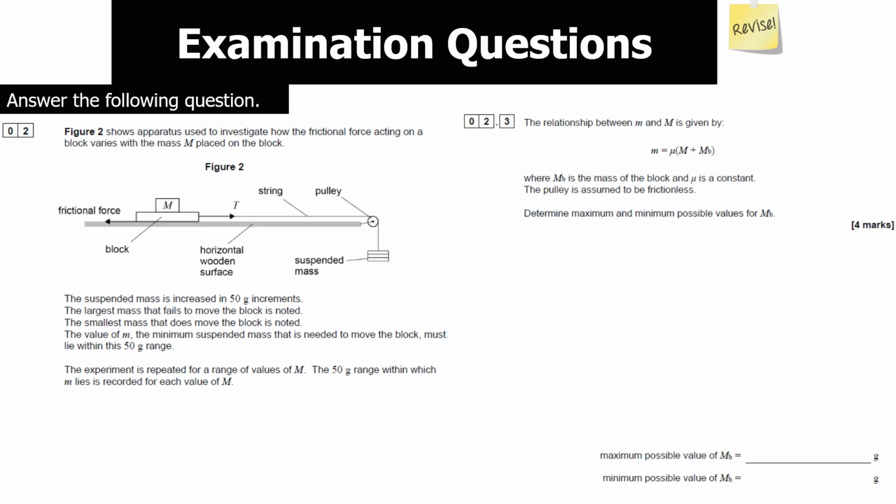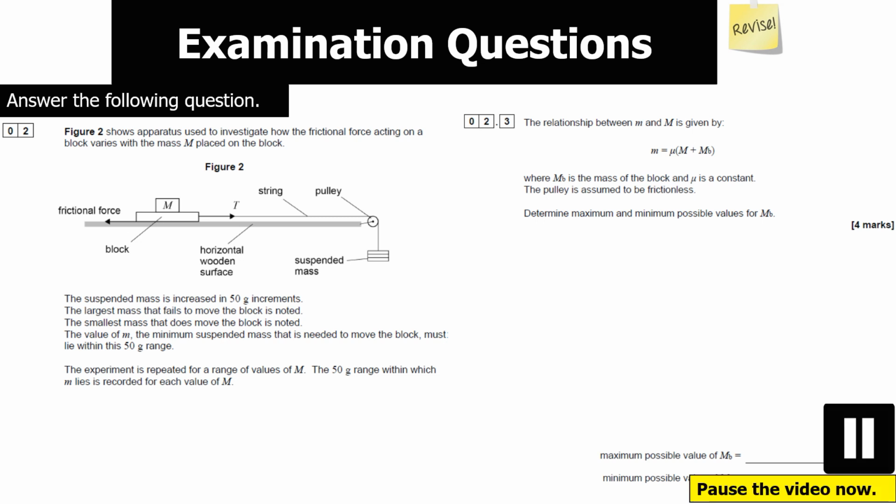Now the next question says the relationship between small m and big M is given by the equation small m is equal to mu big M plus big MB, where MB is the mass of the block and mu is a constant. The pulley is assumed to be frictionless. Determine the maximum and minimum possible values for MB. So pause the video now, then unpause the video when you want to go through your answer.